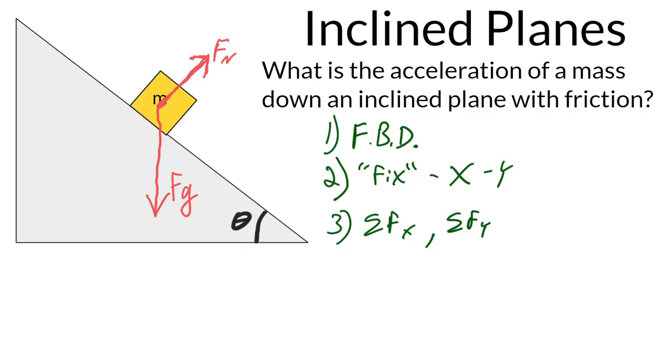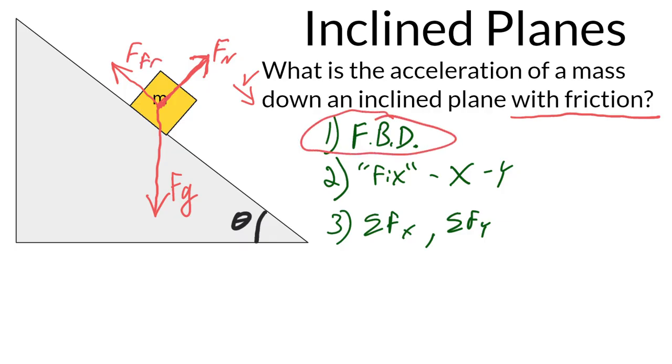Now in this problem, it also says that there's friction. So remember, hopefully you can see that this object's going to start to move down the ramp this way. So friction will always oppose that direction of motion. So friction's going to go up the ramp this way, and it's going to be parallel to the surface of the ramp. So that's step one, drawing out our free body diagram on the object.